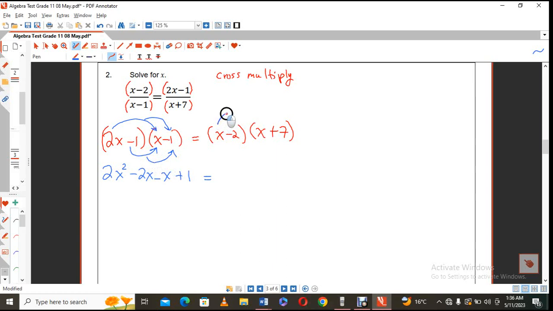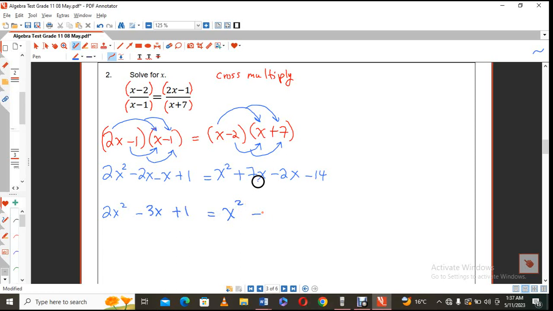I'm going to do the same thing over here. That is going to be x squared, and then x times 7 gives me 7x, and negative 2 times x is minus 2x, and a minus 2 times a positive 7 is minus 14. So let's collect like terms before we start moving terms over. On this side, out of x squared, 7 minus 2 is positive 5x, minus 14.